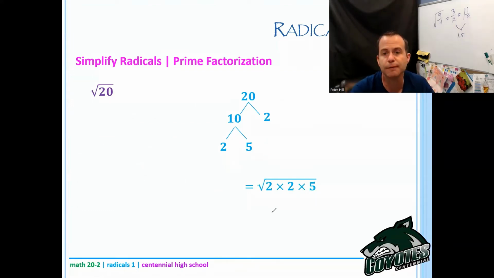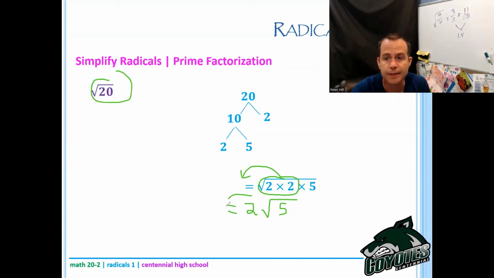Now I'm looking for pairs of numbers. Every pair that I get is actually a perfect square, which means it can come out and be one of those numbers instead. Okay, so a pair of 2s can come out to be 1, 2, and then I'd be left with root 5. So we have used prime factorization to say that root 20 and 2 root 5 have to be the same thing.